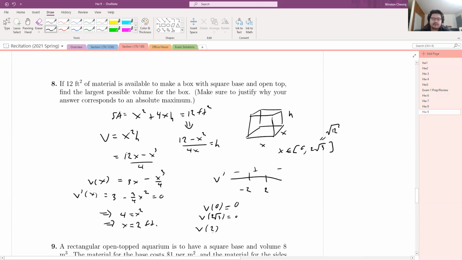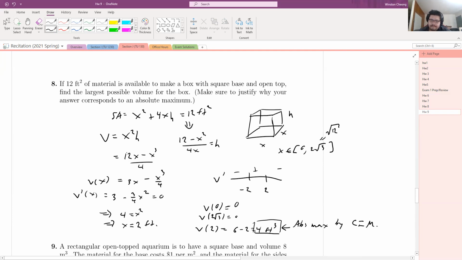And then lastly, we can calculate what the volume would be for x equals 2. I would just plug that into this expression. We would get 6 minus 8 over 4, times 2. We get 4 feet cubed. And so we see that this is the maximum of all these. And so this is the absolute max by the closed interval method.